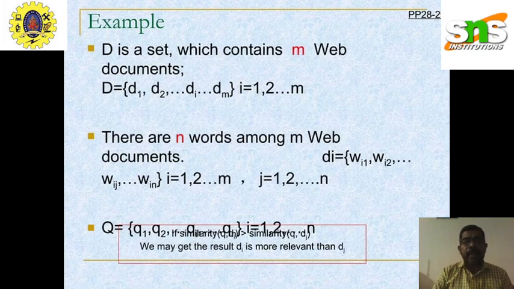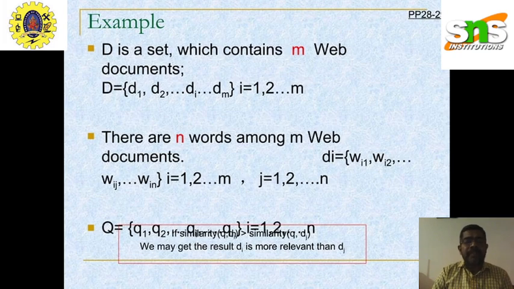The vector space model has been implemented in similarity measurement. If I have a data set called D, and it has M web documents, then we can say D is the set of documents starting from D1, D2, and Di up to DM, and the index i of the web documents varies from 1 to M. This way we can give a definition for the data sets, as we said earlier.